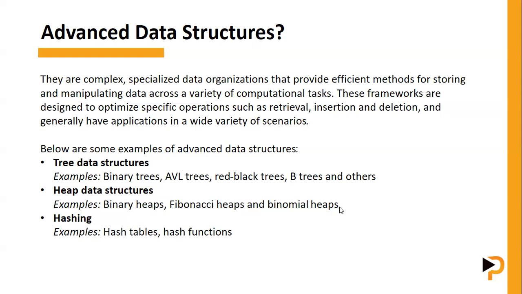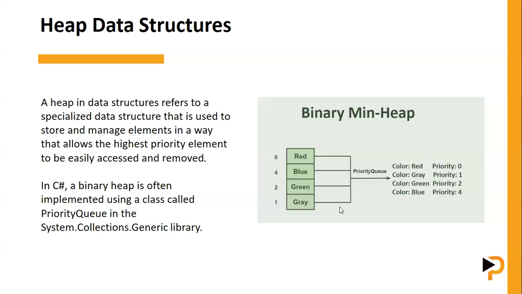Tree data structures include binary trees, AVL trees, red black trees, B trees and others. Then there are heap data structures like binary heaps, Fibonacci heaps, and binomial heaps, and hashing, again hash tables and hash functions. These are the advanced data structures we will understand in today's video. Let's go ahead and start with the heap data structure.